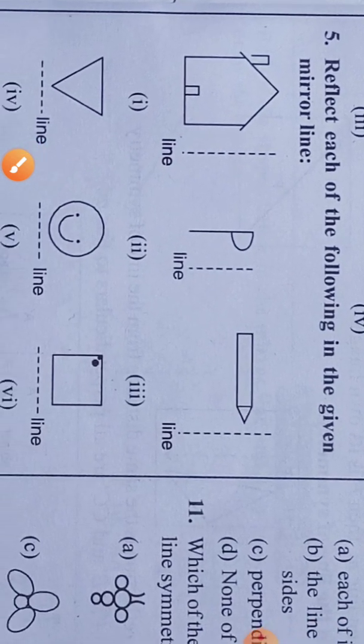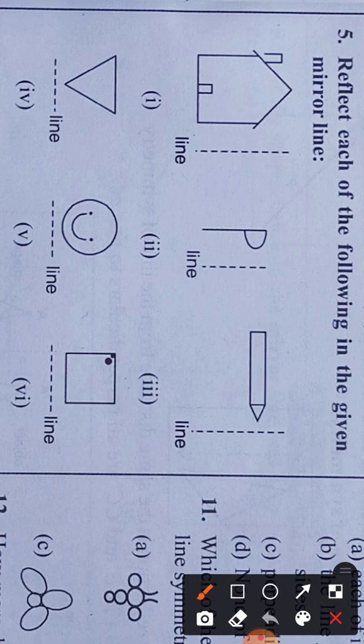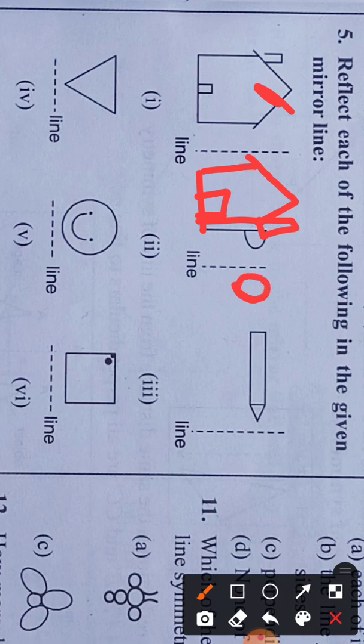Now let us see reflect each of the following in the given mirror. So we have to reflect. So on this side actually we have to draw a photocopy of this one. So what you will do, just draw it like this. Okay, draw it, and then here you will put this one. So this will be the reflected part. P, it will be like this. For the pencil, the sharp point will be on this side, and the unsharp end will be here.